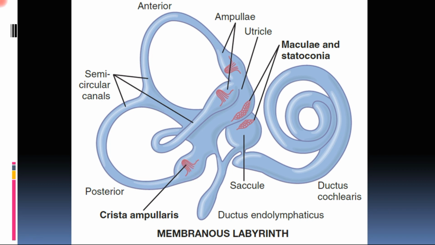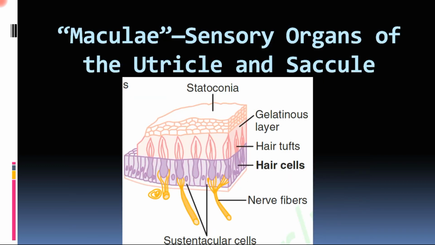So there are two major divisions, as we already mentioned, that is the semicircular canal and the two larger chambers, utricle and saccule. So let us see in detail what these subdivisions are and what functions they perform. When we talk about the macula, as we have discussed, it is a sensory organ which is present inside the utricle and saccule. This is the picture showing the macula which is present inside the utricle and saccule. Each one has one macula.